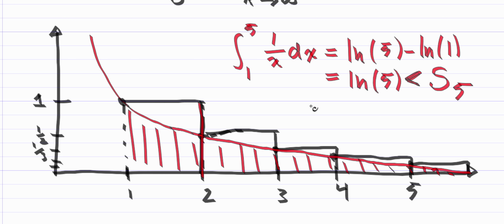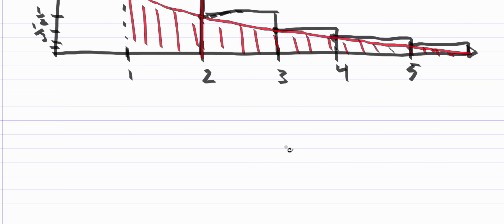But here's where we get into trouble. And in fact, we can establish immediately using this geometric reasoning that log natural of n is always going to be less than Sn.